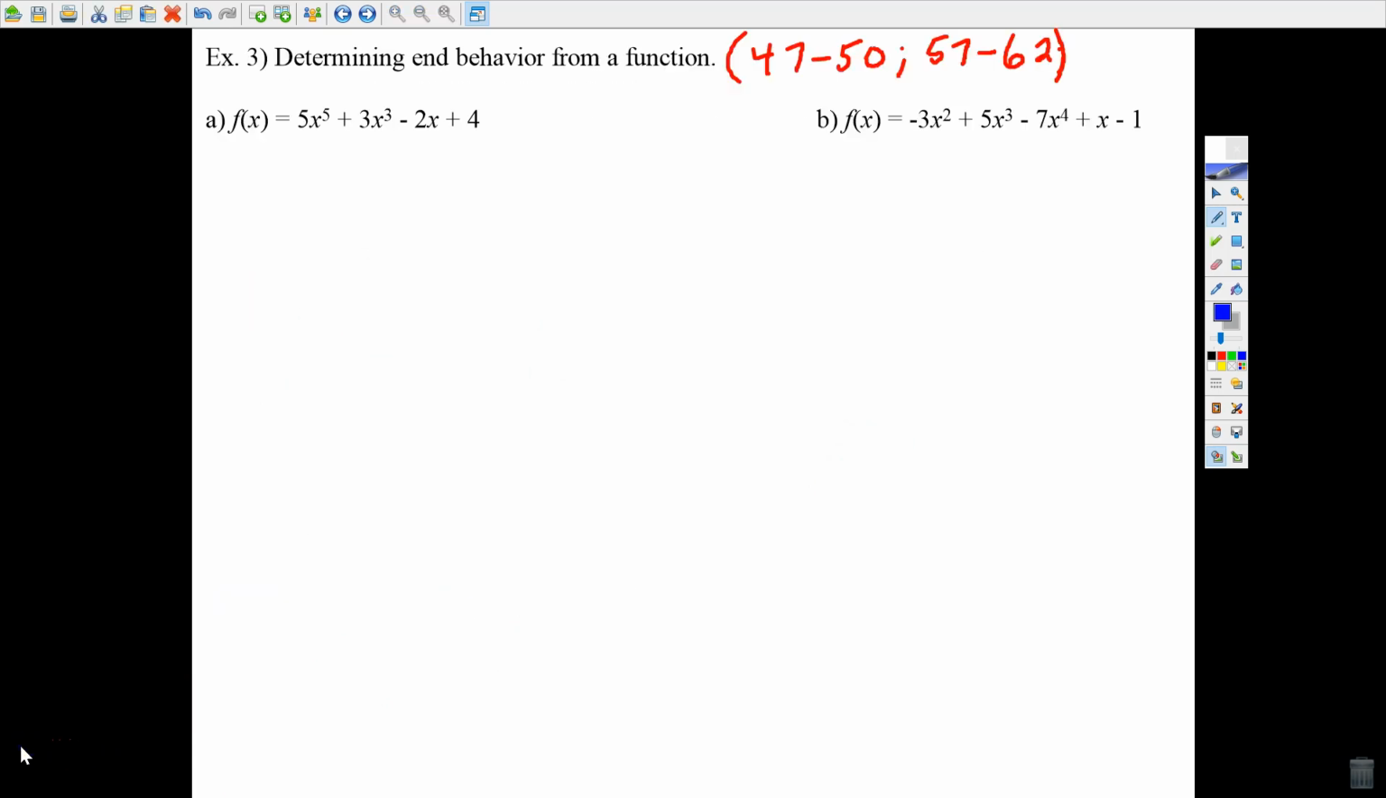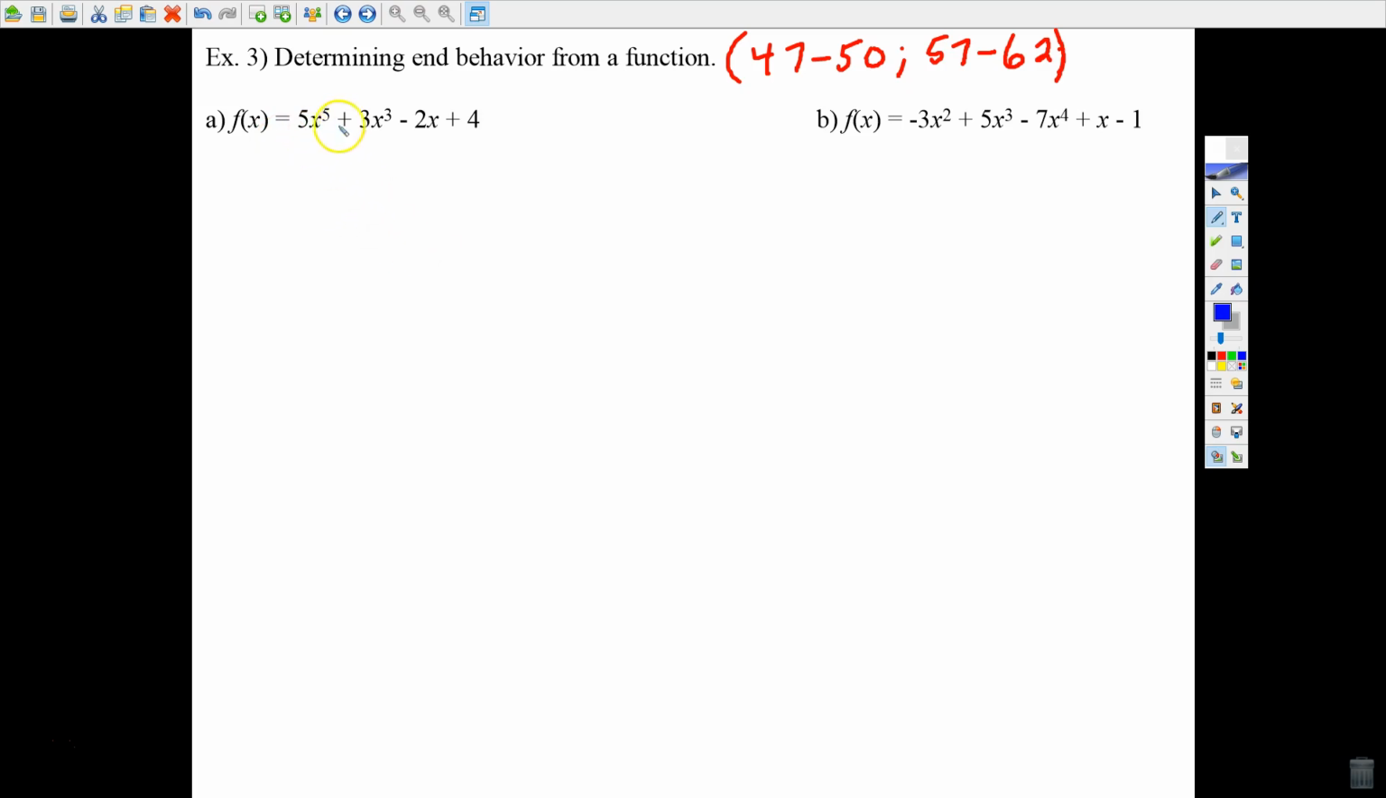Okay, so when we get to this third example, we're trying to determine end behavior from a function instead of looking at a graph. So let me give you some really pretty simple tips on how you can determine what the end behavior of a function is just by looking at the function and not having to rely on the graph of the function. So, two things. The first thing you should always observe is what is the lead coefficient. In particular, is it positive or negative?